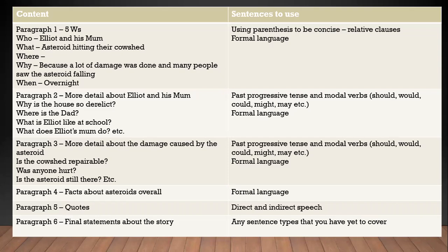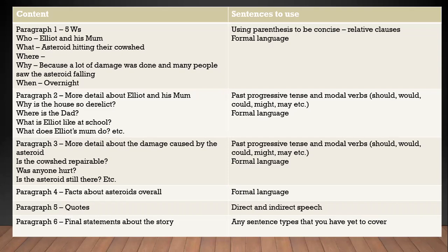Paragraph 5, that's where you have your quotes from witnesses. So that's where you can put in all those things we practiced when we looked at direct speech. And then paragraph 6, they're your sort of final statements about the story. Anything to sort of finalize and conclude your overall news report.